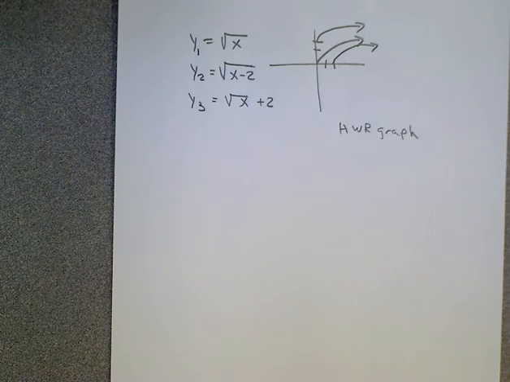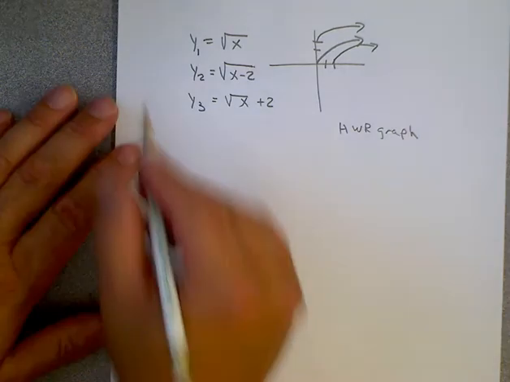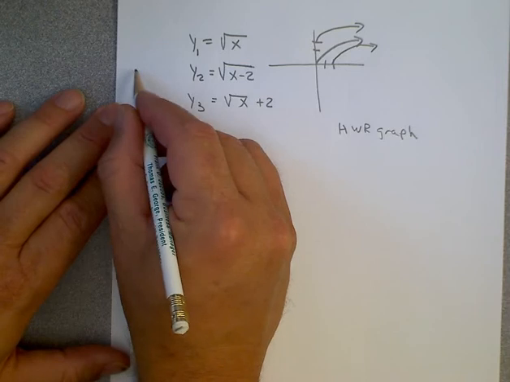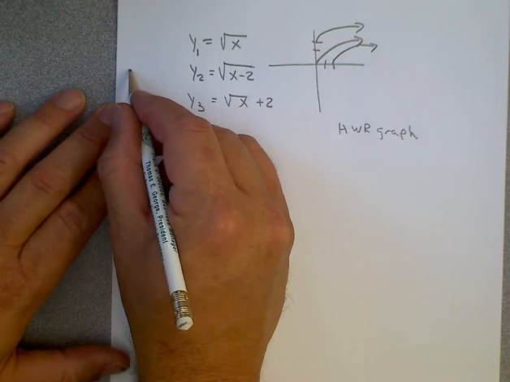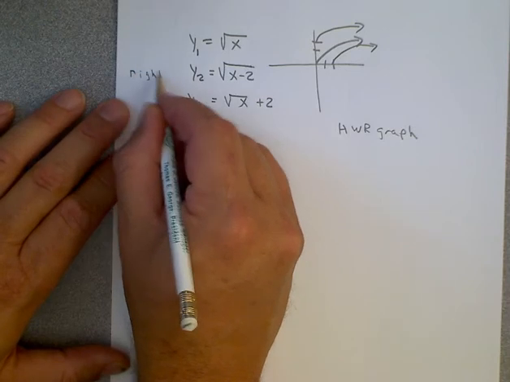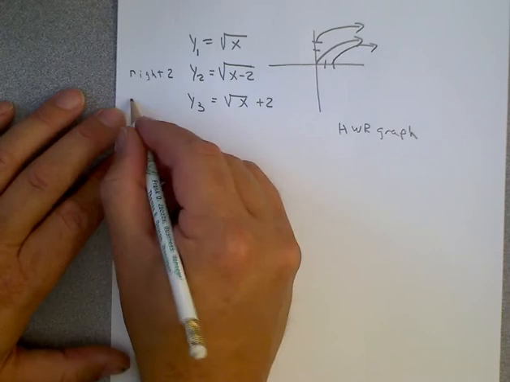What I'm going to ask you to do is take a screenshot of your graphing calculator, of the HRW graph, by pressing print screen, and then paste that screenshot into a Word document. In the Word document, I'd like for you to write what each transformation does. So this one, for instance, right 2, up 2.